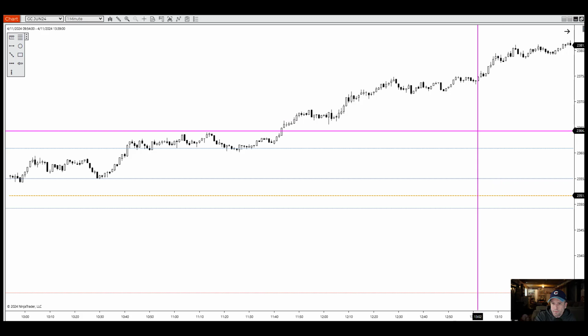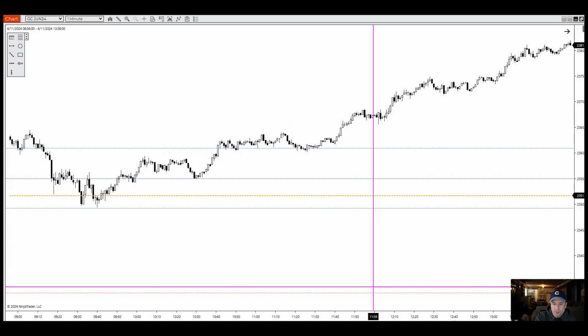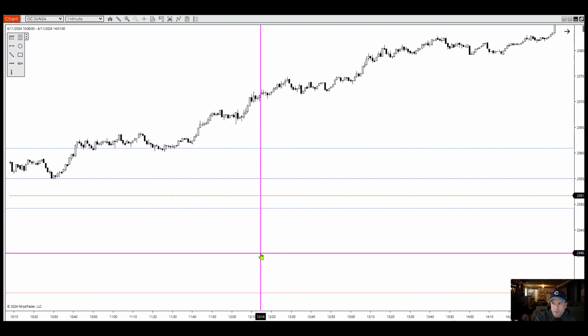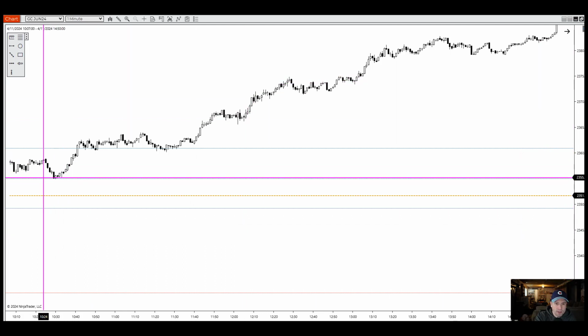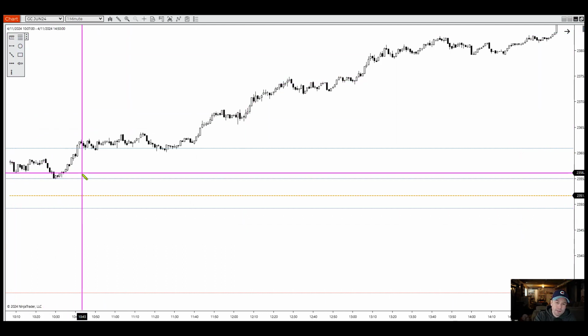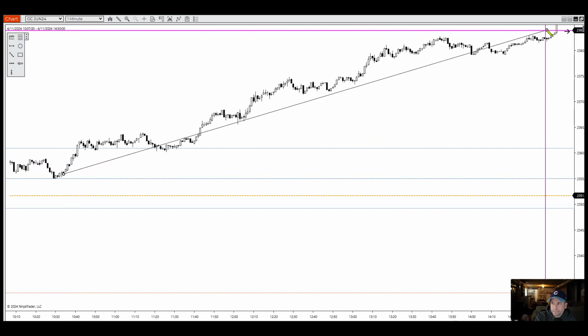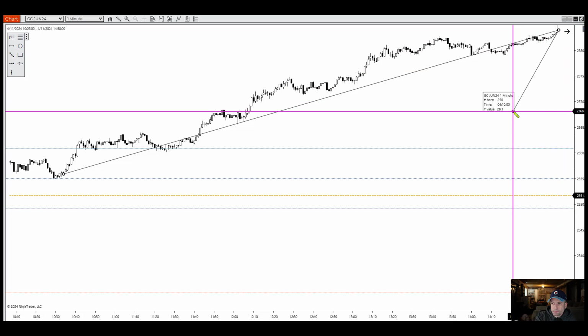And then this one trends and trends and trends for the rest of the day. Okay. And where did it start? It started at the midline. So that's why we look for the midline.